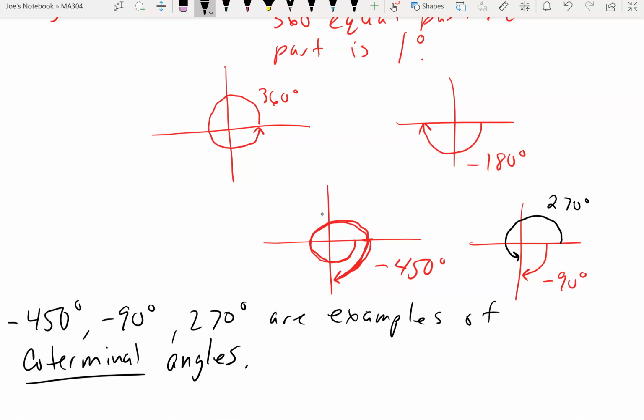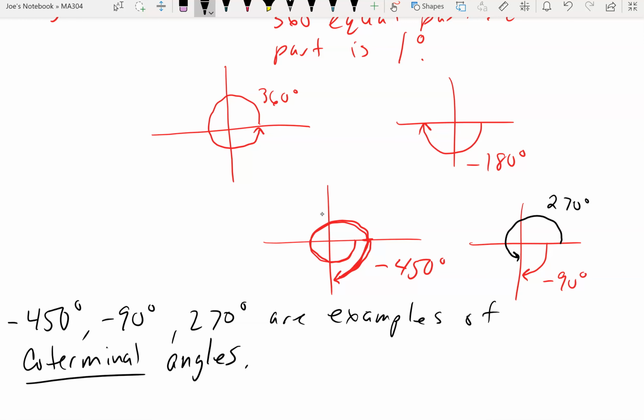Those are examples of what we refer to as coterminal angles. And what we mean is that, remember, every single angle in standard position has to have the same initial side, right? Because the initial side is on the positive x-axis. So coterminal angle means that the terminal sides are the same. That the terminal side lands on the same spot.